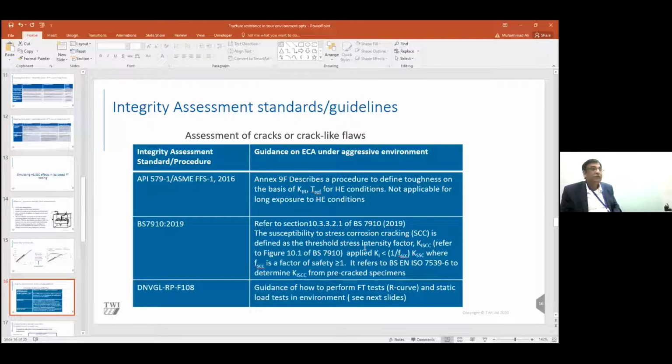If you look at guidance given in BS 7910, the latest edition, it says that all assessments should be carried out using a fracture toughness number below which no time-dependent crack extension can occur. Similarly, DNVGL RP 108 suggests that rising load tests should be combined with some static load tests to ensure that whatever fracture toughness parameter you define to be used in safety assessment should show no time-dependent crack extension under the specified loading conditions.